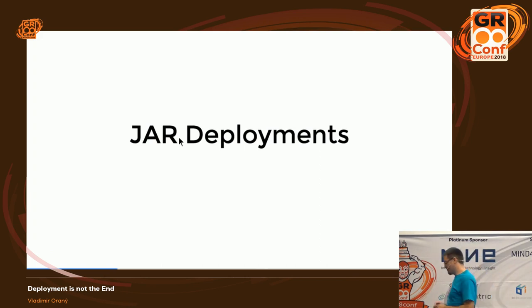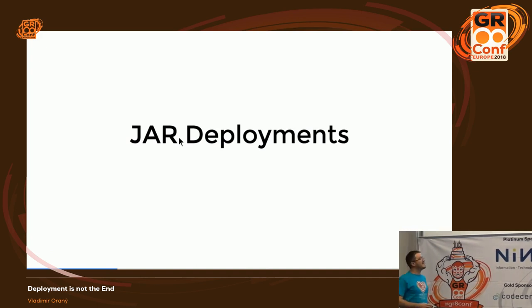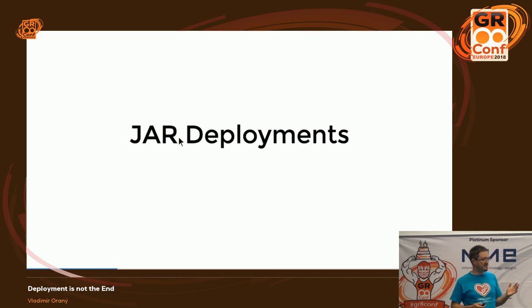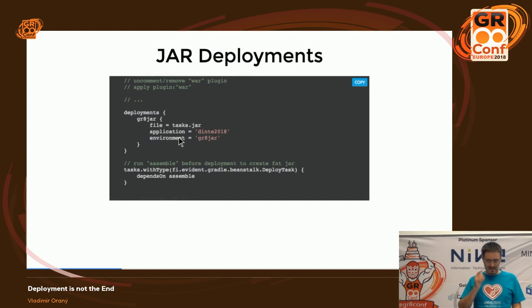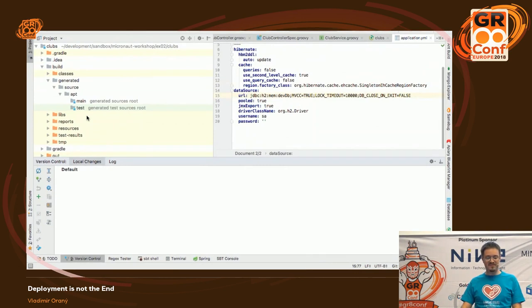So, JAR deployments. This was the WAR deployment on Tomcat, which is pretty easy. I had a discussion with Graeme, so there shouldn't be a big difference in deploying Grails as a WAR or JAR, but there are some frameworks like Micronaut that package as a JAR. Has anyone been to Alvaro's workshop about Micronaut?